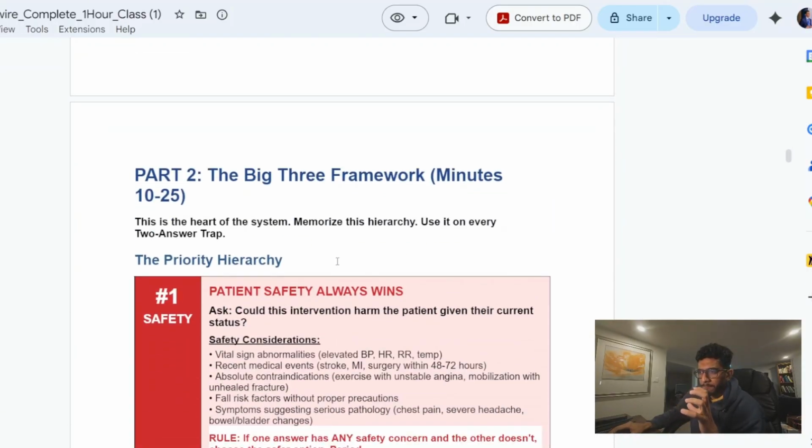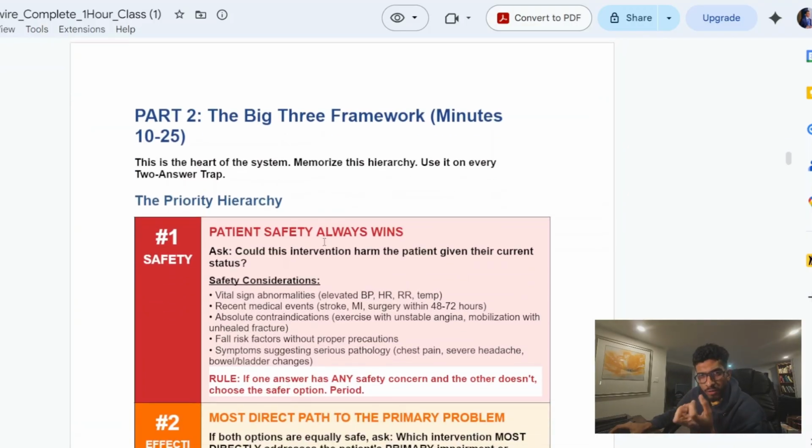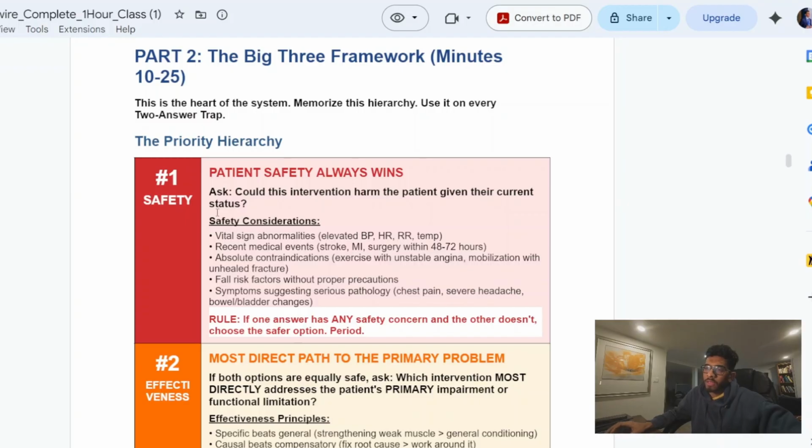When you talk about the Big 3 framework, this is the heart of the system of NPTE. I want you to memorize this hierarchy and use it on every two-answer trap. What do I mean by a priority hierarchy? What is the most important thing? When you see this, you will understand the number one priority is safety. Patient safety always wins. So ask, could this intervention harm the patient given their current status?